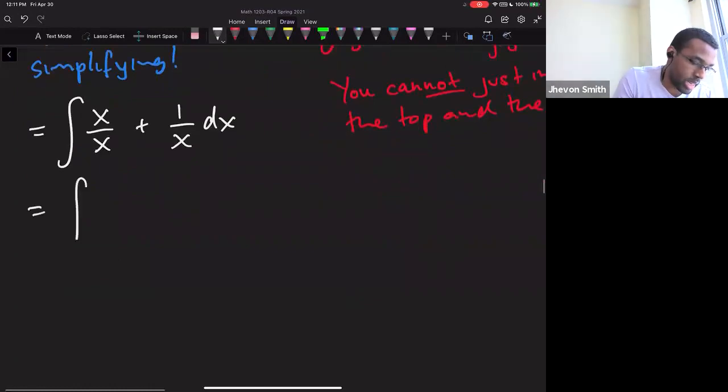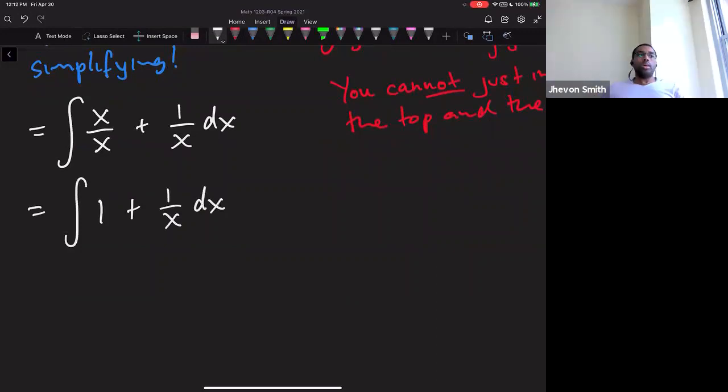So this is really just asking about the antiderivative of this. Now, it turns out that integrals share very similar properties to derivatives.